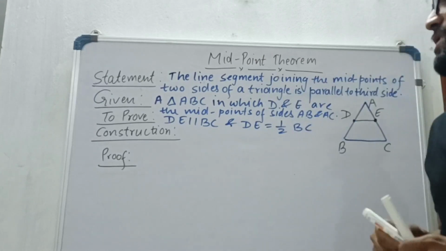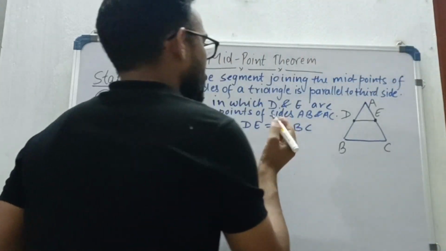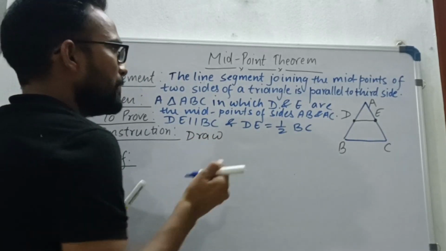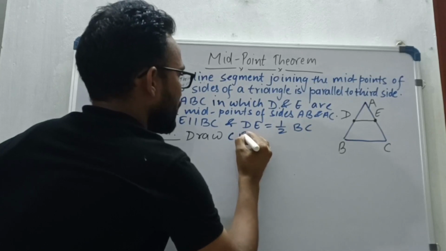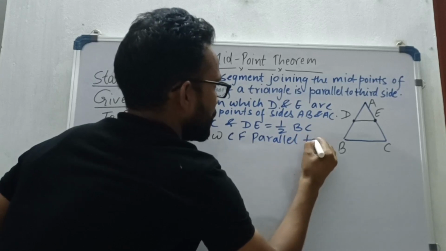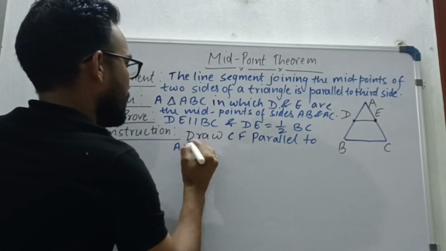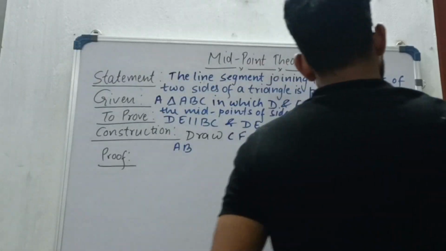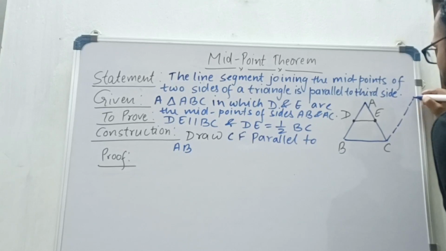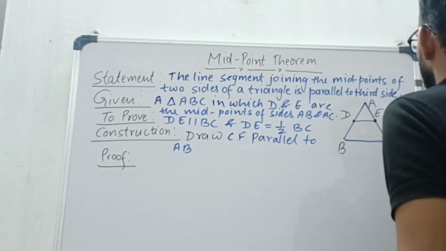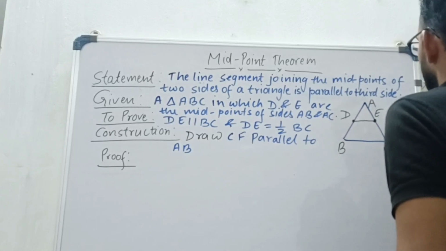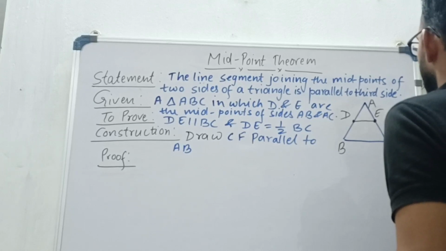So for this purpose, what do we have to do? We have to do some construction work. What construction will we do? Draw CF parallel to AB. So let me draw CF parallel to AB. Okay, so this is CF. Let me mark CF.